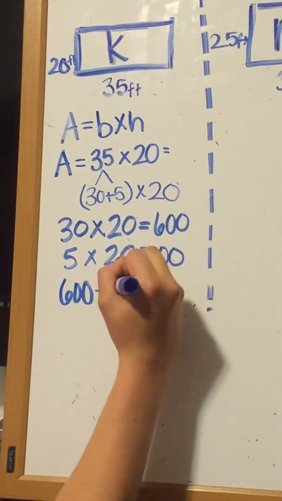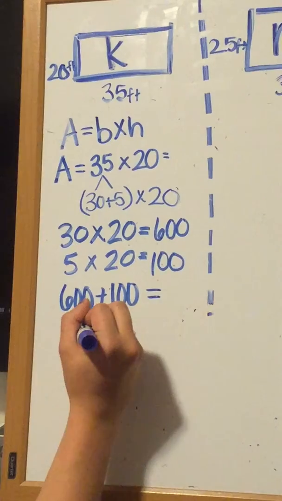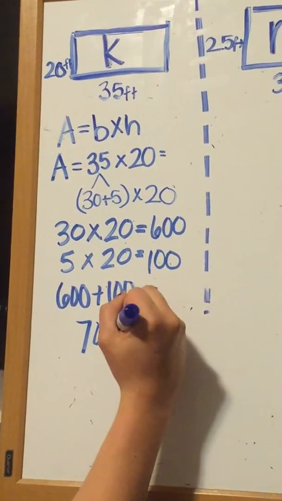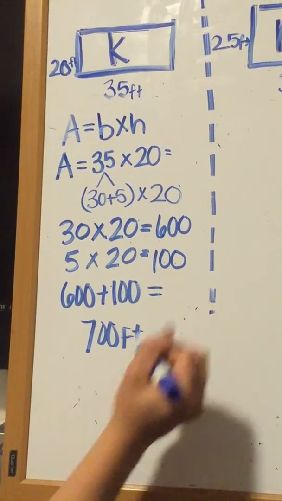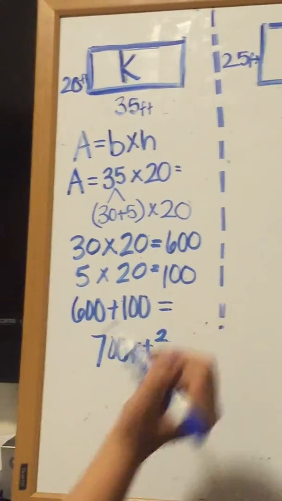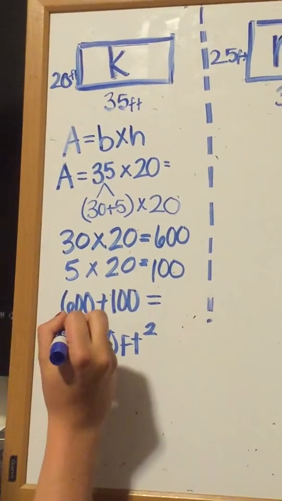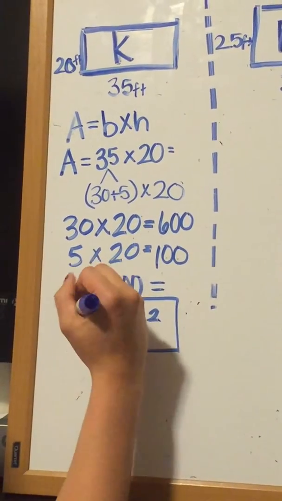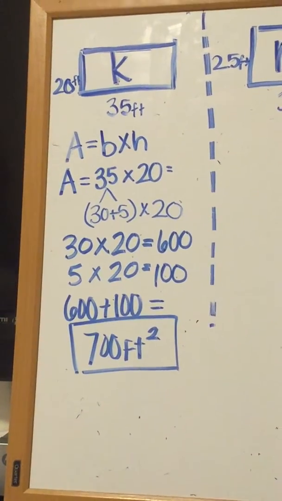600 plus 100 equals 700 feet, and since it's the area of Carl's garden, feet squared. The total area of Carl's garden is 700 feet squared. Now let's move on to McKenna's garden.